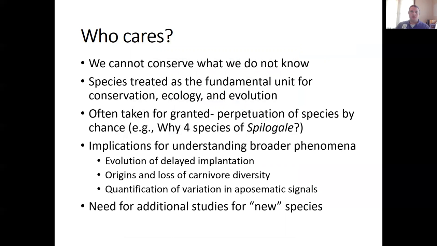What I hope to talk about today is that once we delimit these new species, or quote, new species, elevated subspecies in this case, it creates the need for additional studies. What one species does can't be transferred to another in terms of ecology, conservation, and management.